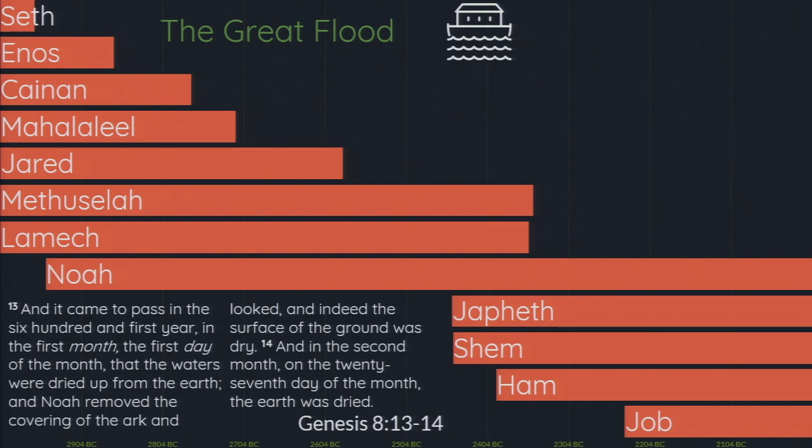So it was dry right around where he could look. "And in the second month, on the 27th day of the month, the earth was dried." So that's God's authorial intent. He saw it as dry, but later, about 2 months later, the whole earth was dry. And so that means that this flood took over a full year to come to completion. But the mark that it left on the earth is still around to this day.